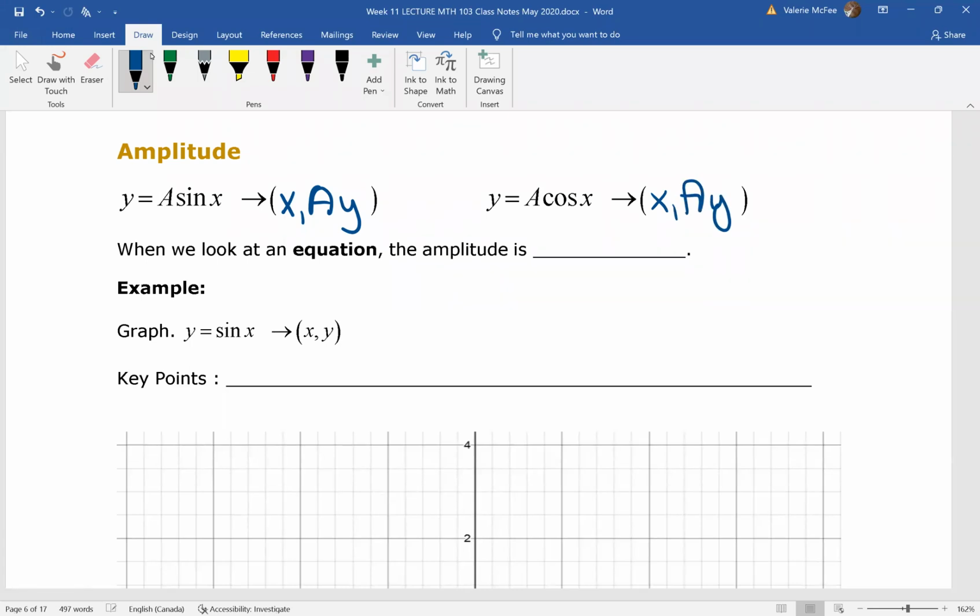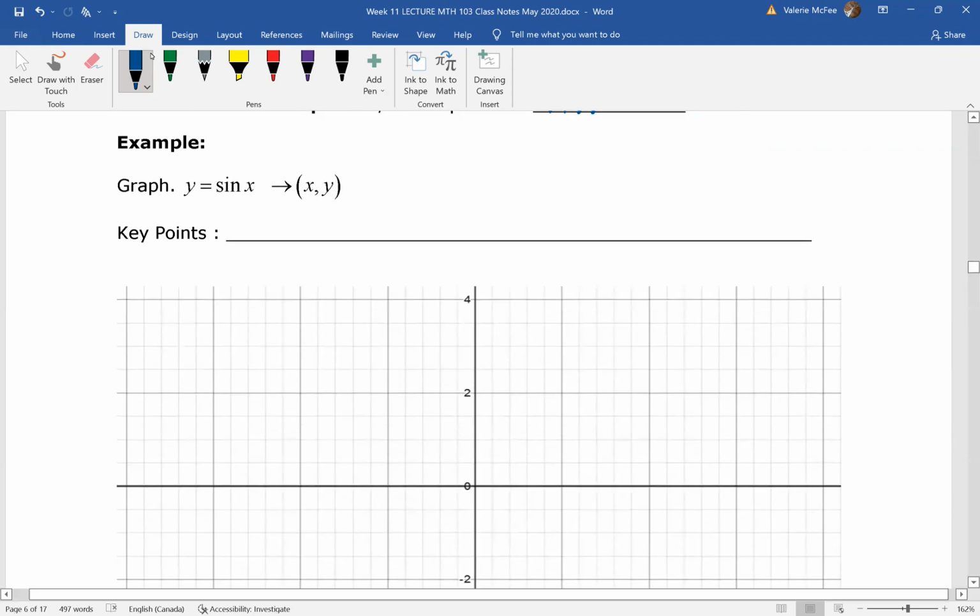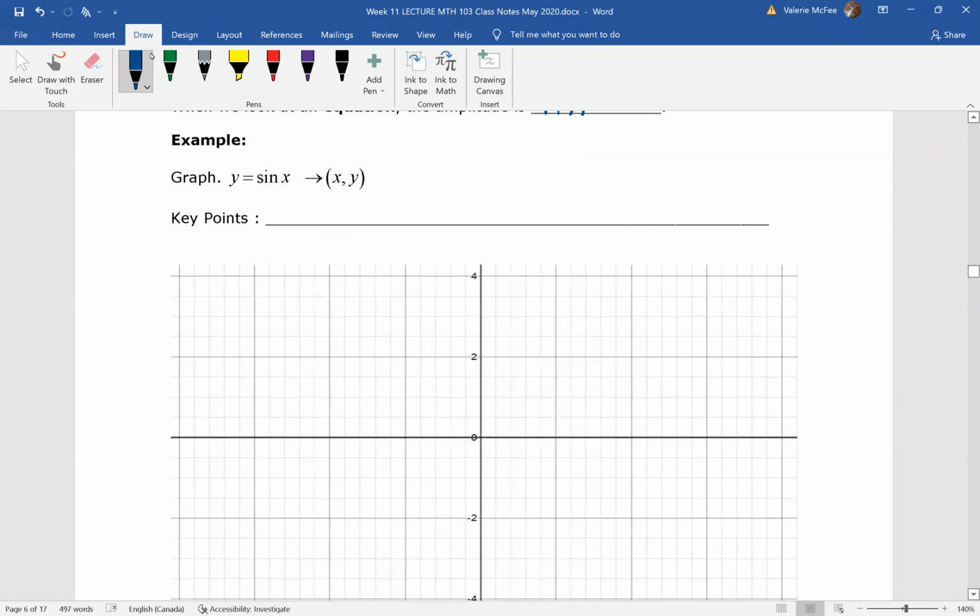The a is outside of the function, multiplying our y values. When we look at an equation, the amplitude is always the absolute value of a. So it doesn't matter if a is positive or negative, we want the absolute value of a. So let's start with a review. Why don't you write down the key points for our sine function and graph it here.